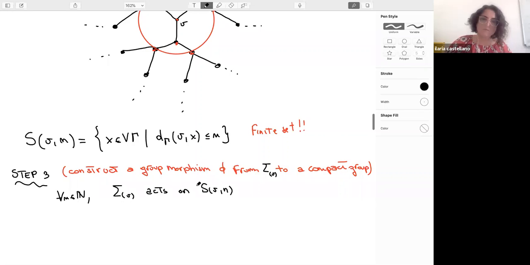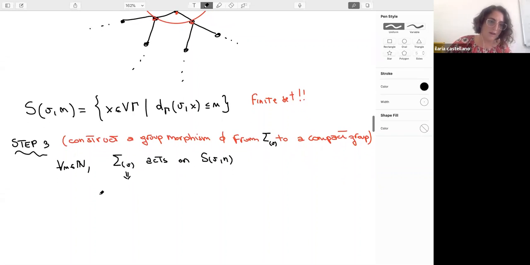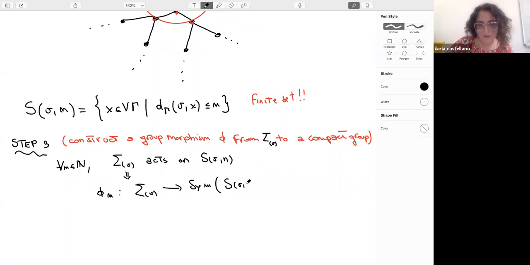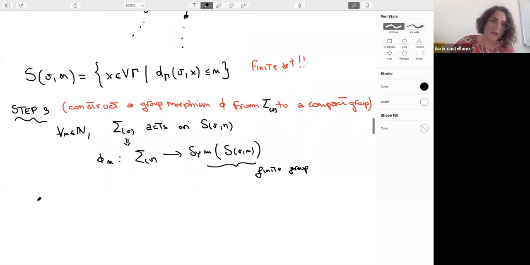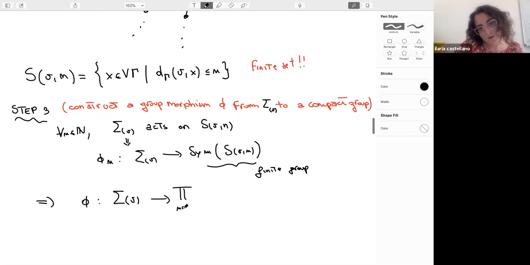Okay, let me keep some notation. So this means that I can define a map phi n from sigma V to the symmetric group, the group of the permutations of the sphere. And please notice that this is a finite group because the sphere is finite. Now I want to do this for all n at the same time. So I build phi from sigma V to the product over all possible n of these permutation groups here.